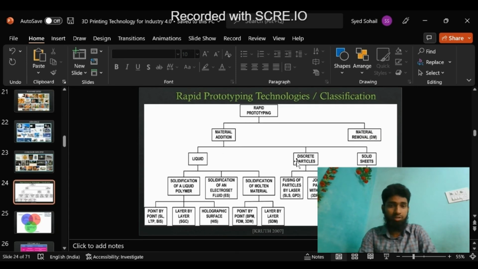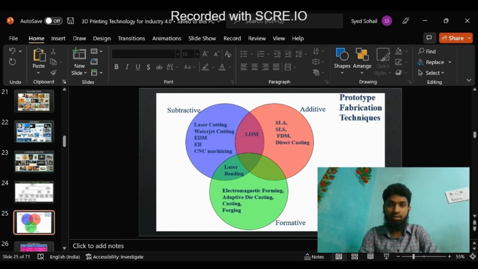Material addition, either liquid or discrete particles, so you have all these technologies. If you want to name specific technologies, then we have laser sintering, 3D printing as we know it generally, and even FDM, fused deposition modeling, and solid ground curing. All these fall under liquid, if you want to classify that way.